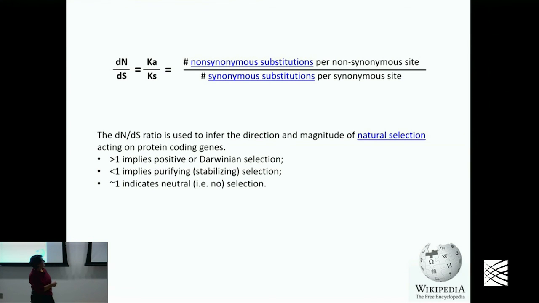So the number of non-synonymous substitutions per non-synonymous site over synonymous substitutions per synonymous site is this DNDS. If you have more protein-altering mutations than you would expect, over 1, that would imply positive or Darwinian selection. If you have fewer than you would expect, that would imply purifying selection, that you're getting rid of these. And if it's about 1, then it's probably neutral. So that's the idea behind all of these. Does that make sense to people?